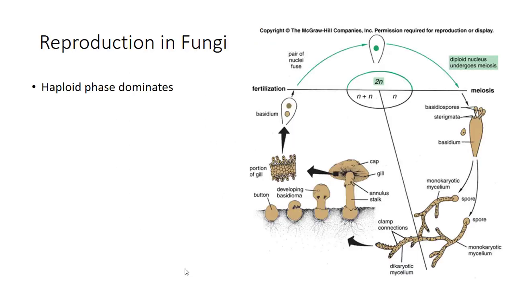So they have a very fascinating type of sexual reproduction. First, the haploid phase is the dominant phase. The only phase of the life cycle of fungi that is diploid is the zygote.